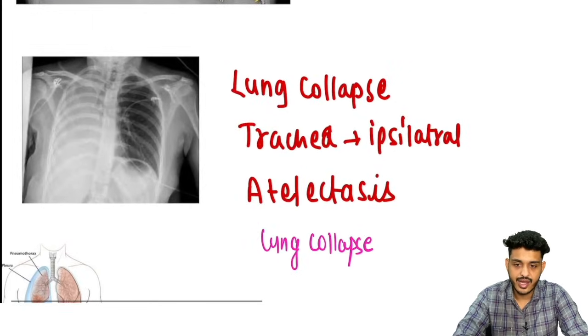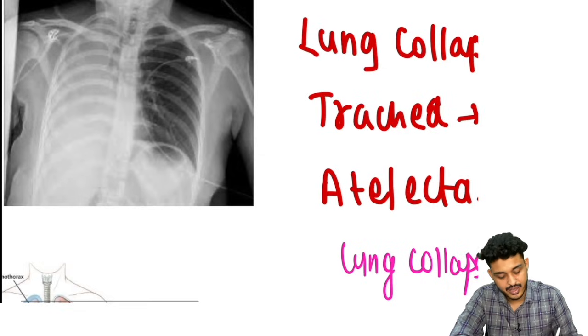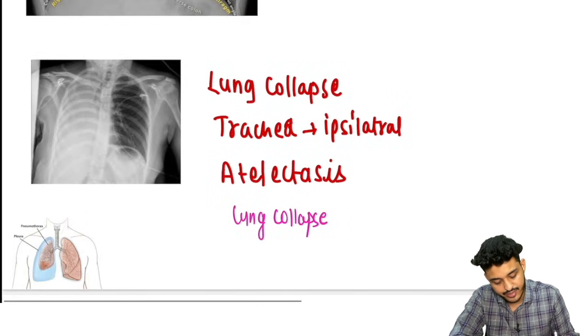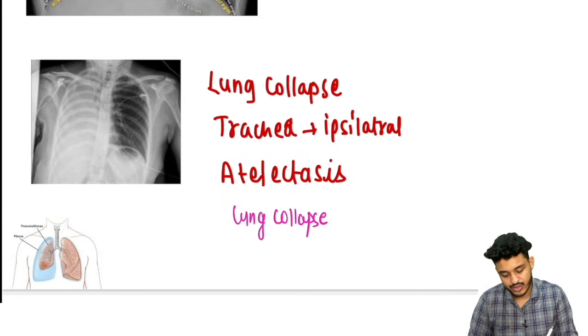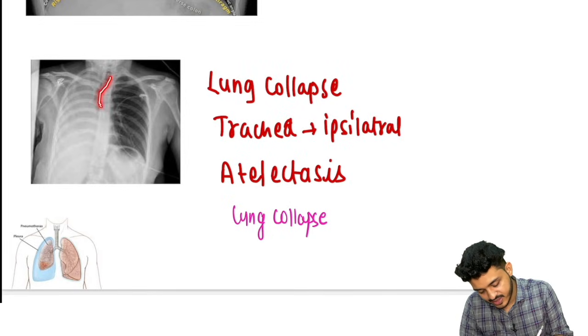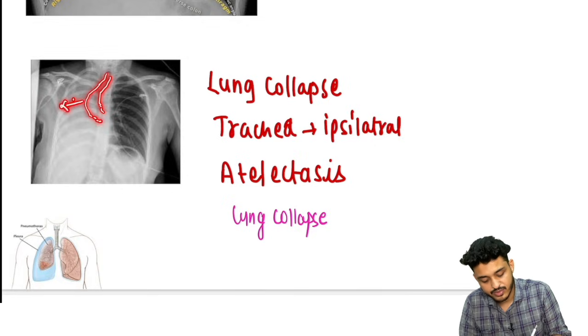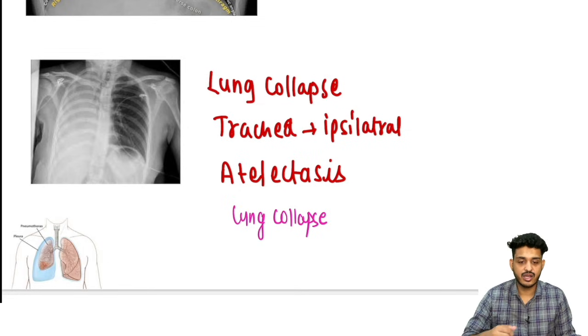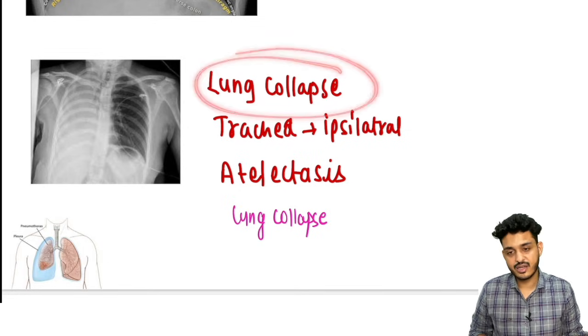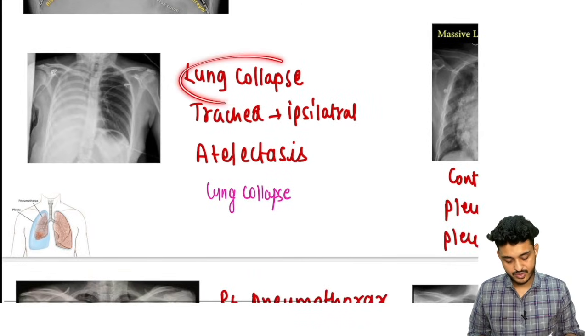Whenever you are going to have lung collapse, what is going to happen, beta? The trachea is going to deviate to the ipsilateral side. Okay, the trachea is going to deviate to the ipsilateral side. Can you appreciate this tracheal deviation to the same side? This is going to be happening because of the lung collapse. So anytime you have this lung collapse, you will be having what? Ipsilateral side deviation of the trachea, right?